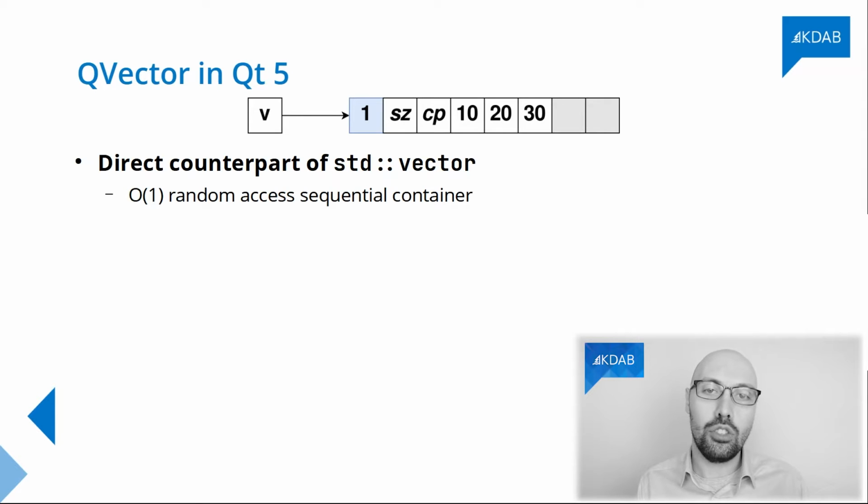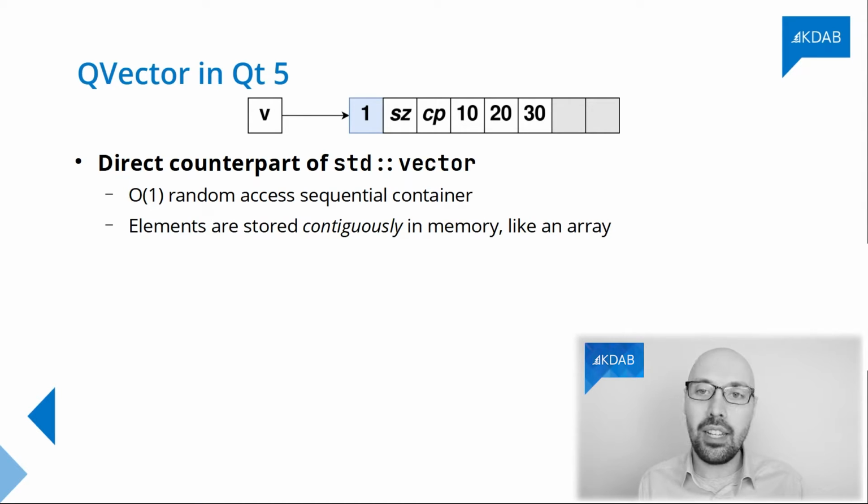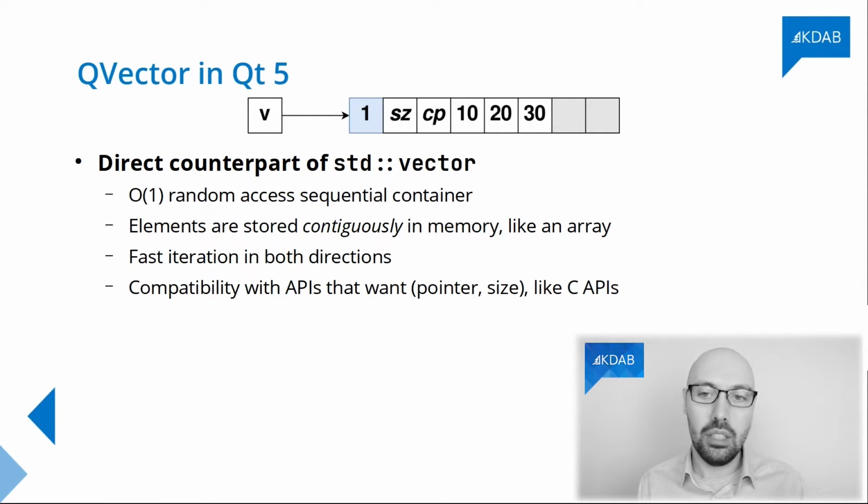These contents are stored contiguously in memory, just like an array. All the elements are packed together, and this gives you some interesting properties when it comes to speed, when it comes to compatibility with C APIs, and so on. For instance, as you can expect, since all the elements are kept contiguous in memory, it means that you can have a very fast iteration in both directions. This kind of data structure is extremely cache-friendly. And also, since they're kept contiguously, you can pass a pointer and a size to the elements themselves to, say, an API that doesn't want to know what a vector is.